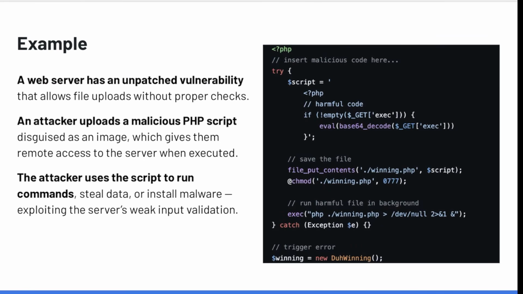Now here's an example of an exploit. A web server has not been updated, so it has an unpatched vulnerability, right? This allows file uploads without checking what's actually in the file. The attacker uploads a malicious PHP script, or it could be a Python script. This way we're basically altering the web application itself, which accepts data on the web server from a user and then processes it. So an attacker uploads a PHP script, some code that's disguised as an image. This gives someone else remote access to the server, which they can then use to steal data, install malware, etc.